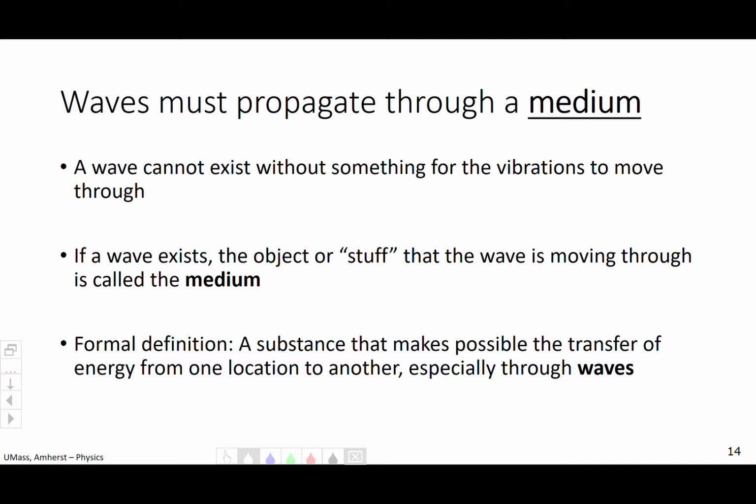And some examples of this are, for sound, the medium is air. For a water wave, right, the ocean, the medium is obviously water. And you can have other types of waves as well. Electromagnetic waves are a special case. They can move through a vacuum, but they create their own medium. They are a self-propagating wave, and we'll probably talk about that at some point in the future.